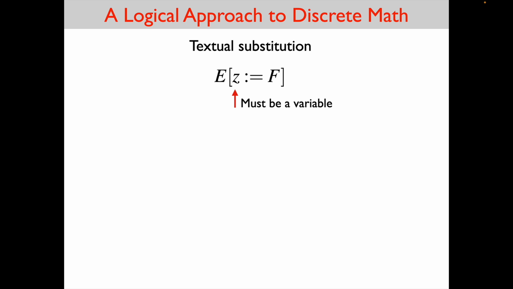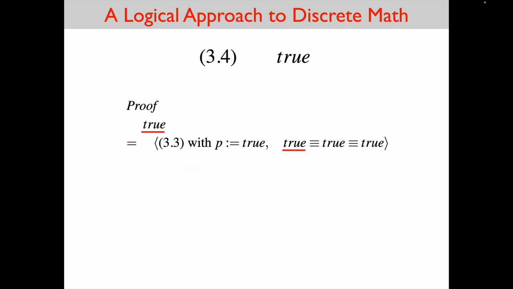So here are 4 examples. First of all, what about this textual substitution? Is it legal or illegal? Well, E is an expression. Q is a variable, and so we can do Q is replaced by true. So this is legal because Q is a variable. In fact, this is the precise step that we did in the previous proof. Let's go back and look. You see, the expression was theorem 3.3, and the textual substitution was P was replaced by true.